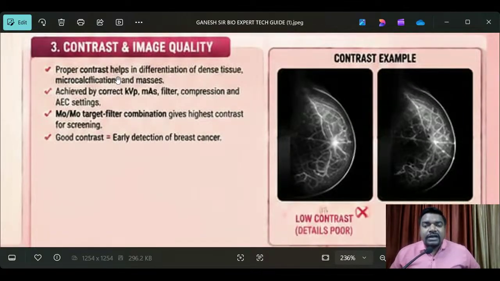See here, proper contrast helps in differentiation of dense tissue, microcalcification, and masses, and is achieved by correct kVp and mAs, filter, compression and AEC settings. And the Mo target filter combination gives the highest contrast for screening, and good contrast allows early detection of breast cancer. Okay, so for breast cancer purposes, mammography is the excellent equipment.